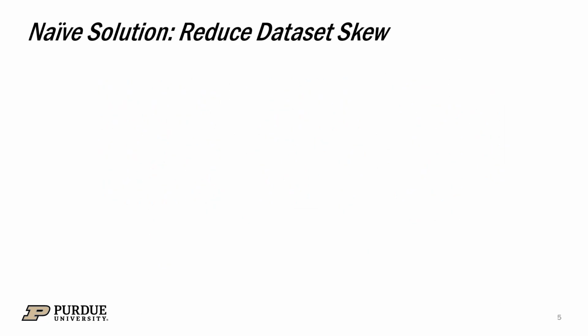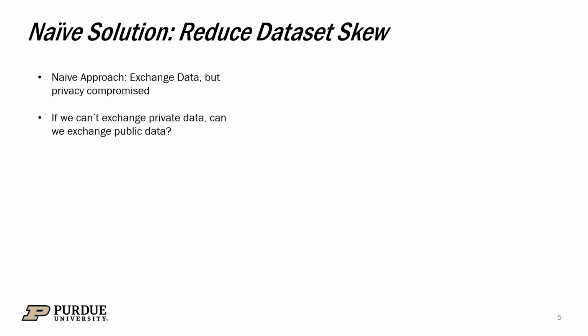So what's the solution to reduce dataset skew and improve our performance? Maybe we reduce dataset skew in the simplest possible way by exchanging data. But this results in privacy being compromised, so that's a no-go. Maybe we can exchange public data instead of private data. Well, that's a good idea. So let's try it out and see what happens.